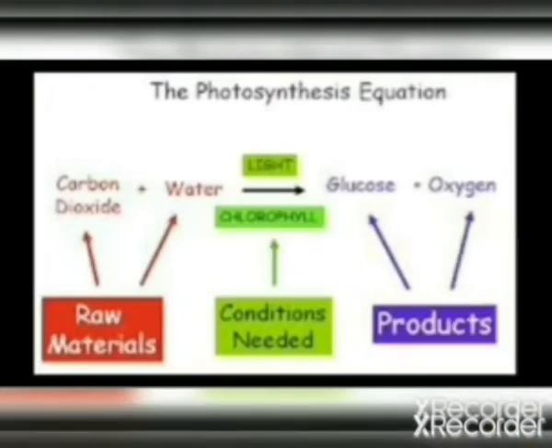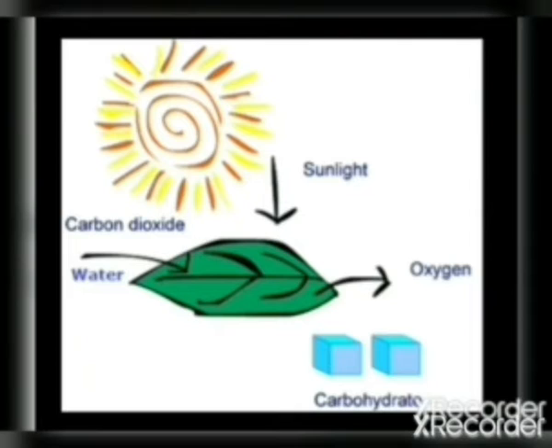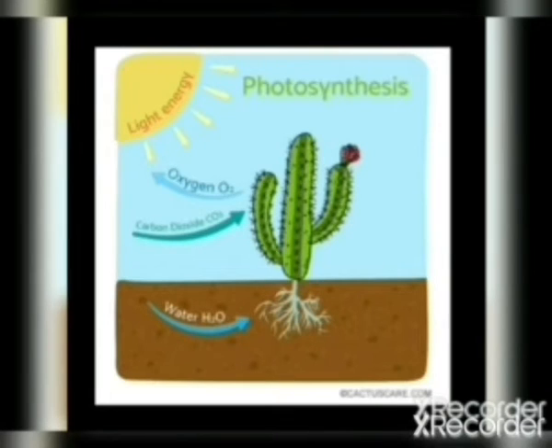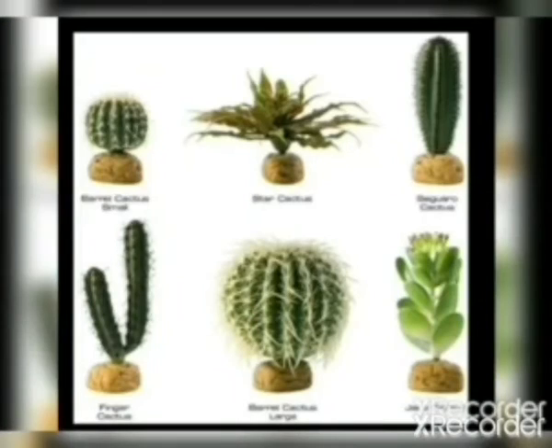What are the steps of photosynthesis? Absorption of light energy by chlorophyll, conversion of light energy to chemical energy, and splitting of water molecules into hydrogen and oxygen, reduction of carbon dioxide to carbohydrates. Photosynthesis in desert plants: desert plants take up carbon dioxide at night and prepare an intermediate which is acted upon by the energy absorbed by the chlorophyll during the day.